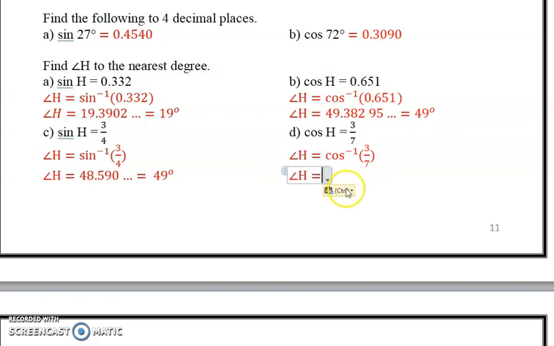64.623, which is going to equal, again, to the nearest degree, 65 degrees. So again, that's just a little review of your calculator. No different than tan, only now we're using sine when we're plugging those in our calculators.